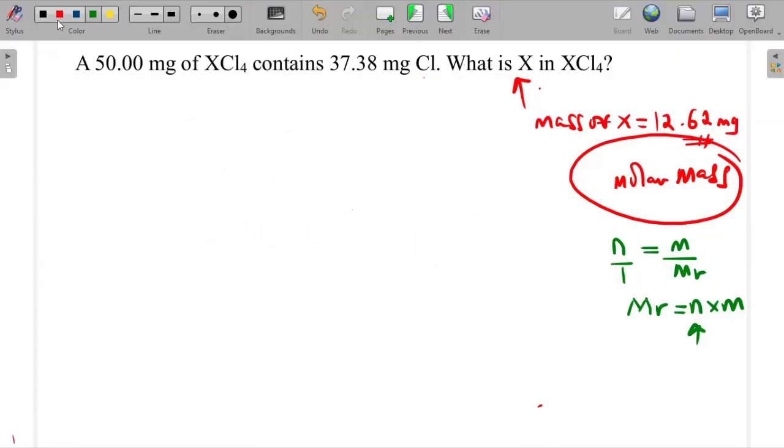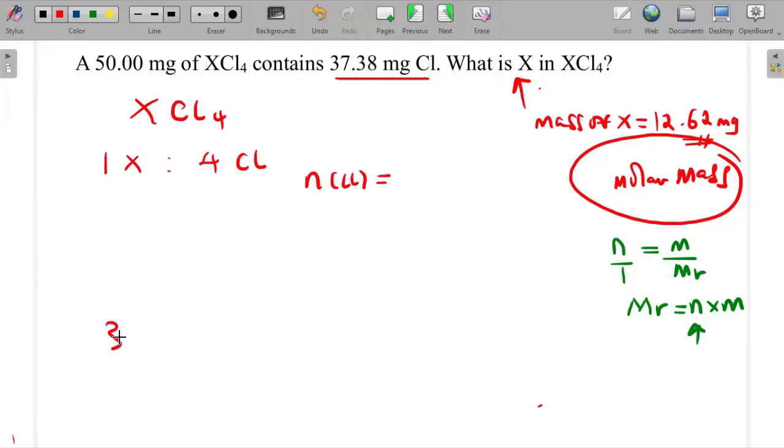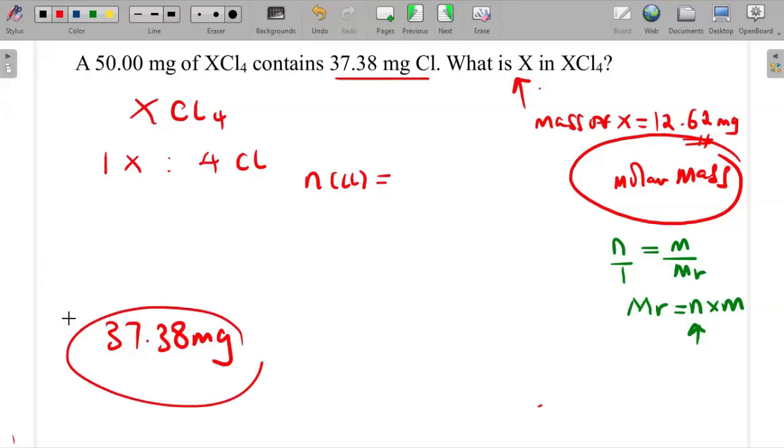Now how are we going to get the moles for the X? We just get it from the formula XCl4. The mole ratio here is that 1 X goes with 4 Cls. So let's find the moles of this now. Moles of chlorine, its mass is 37.38 milligrams. When finding the moles, this mass should always be in grams.